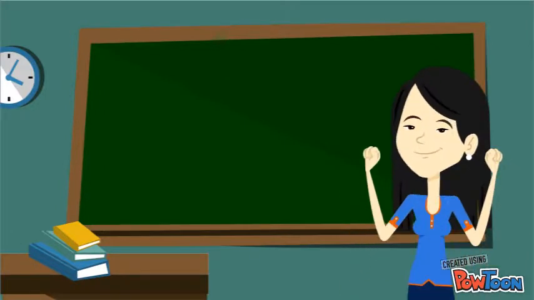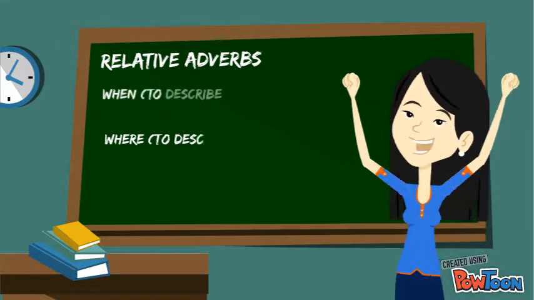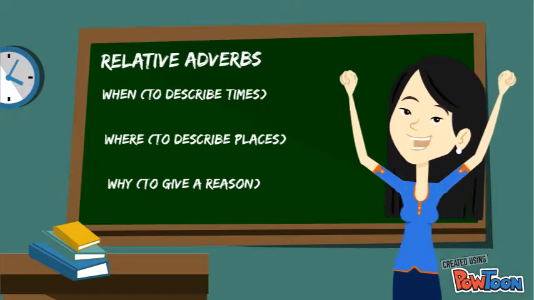Then we have the relative adverbs. These are when, where, and why. When describes times, where describes places, and why describes reasons or purpose.